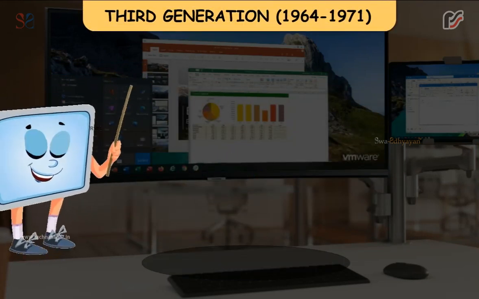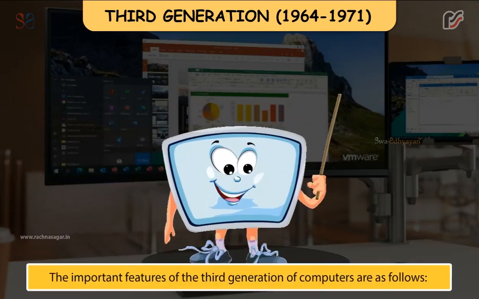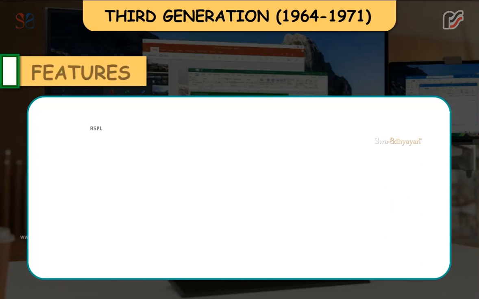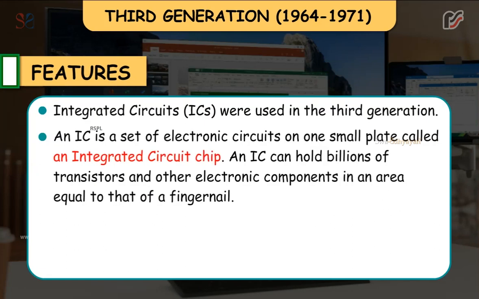Third generation, 1964 to 1971. The important features of the third generation of computers are as follows. Features: integrated circuits, ICs, were used in the third generation. An IC is a set of electronic circuits on one small plate called an integrated circuit chip. An IC can hold billions of transistors and other electronic components in an area equal to that of a fingernail.